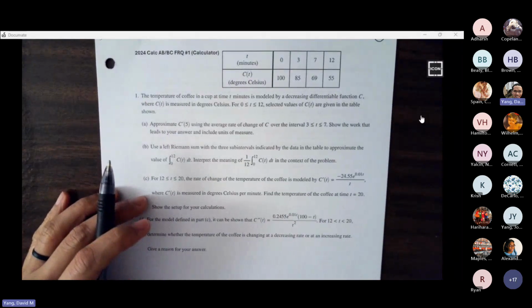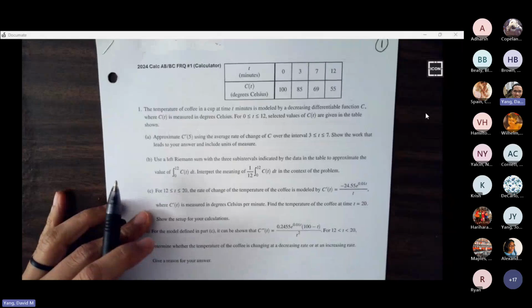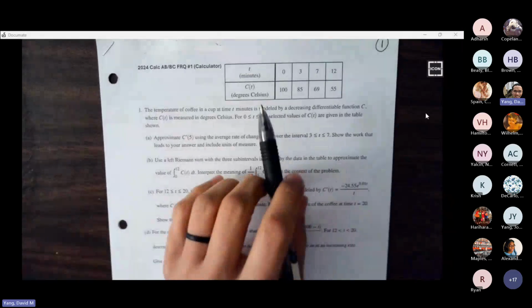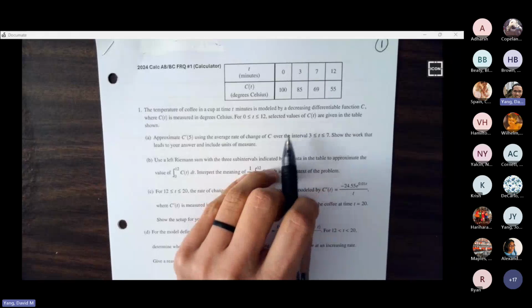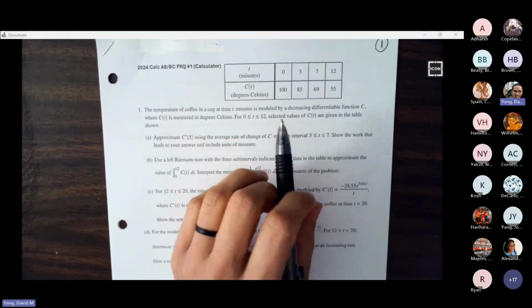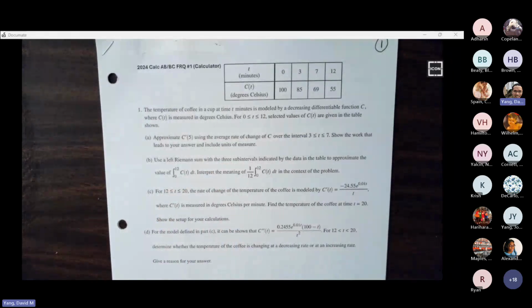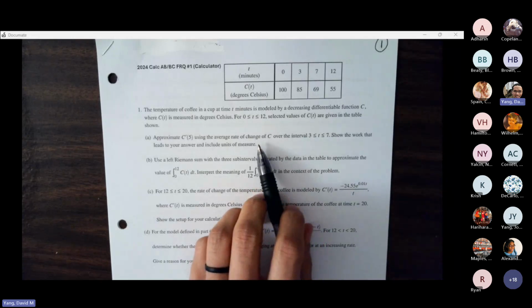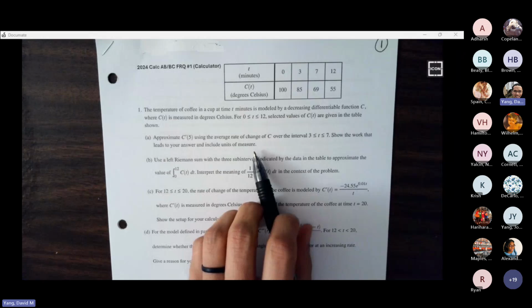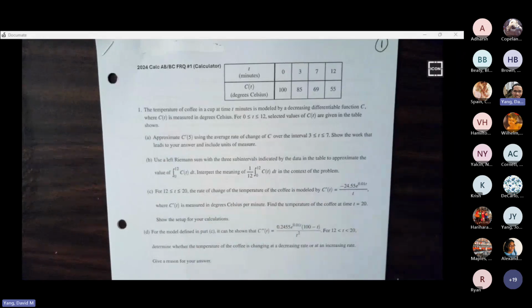Okay, so number one reads: the temperature of coffee in a cup at time t minutes is modeled by a decreasing differentiable function C, where C of t is measured in degrees Celsius for t values between 0 and 12. Selected values of C of t are given in the table shown. Approximate C prime of 5 using the average rate of change of C over the interval between 3 and 7. Show the work that leads to your answer and include units of measure.